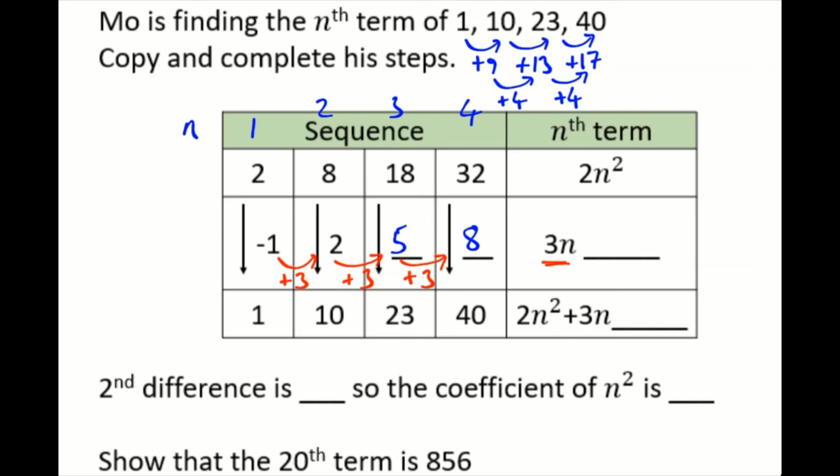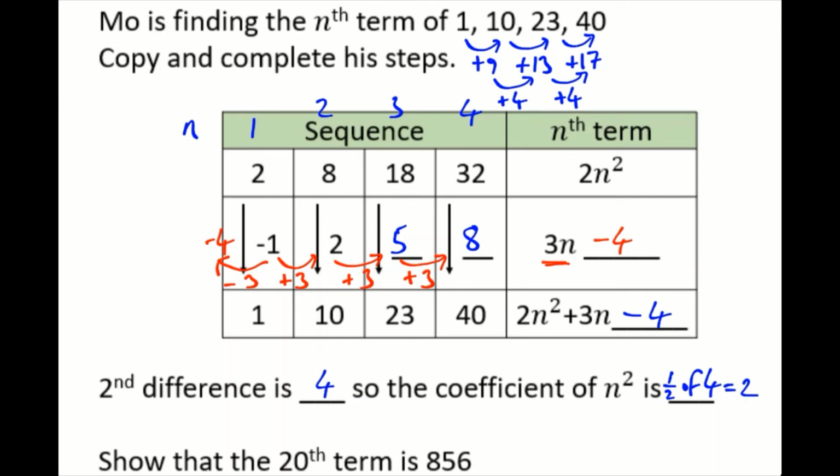So, what goes here? If we work back, what would be the 0th term? If you're at -1, if you take away 3, the 0th term would be -4. So the final answer is that the nth term formula is 2n squared plus 3n minus 4. I missed out filling in this bit here. So the second difference was 4, so the coefficient of n squared was half of 4, which was 2. That's where the 2n squared came from.